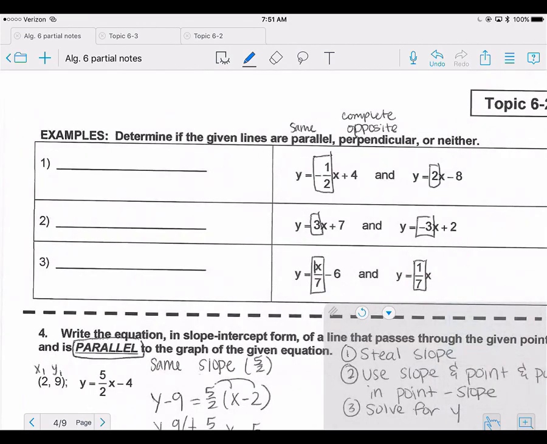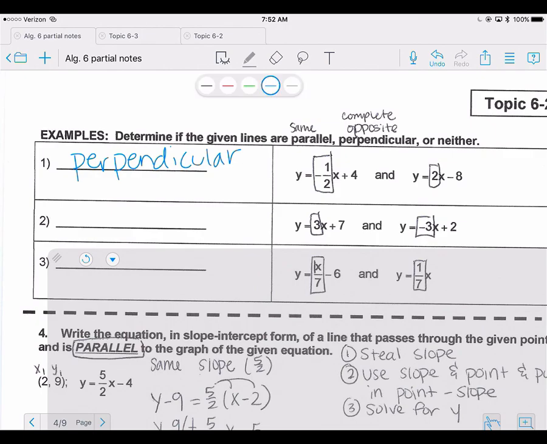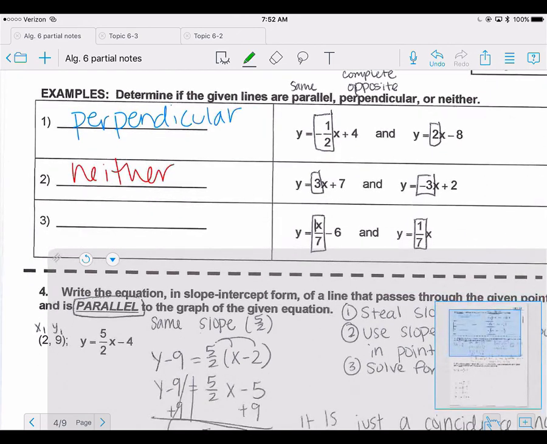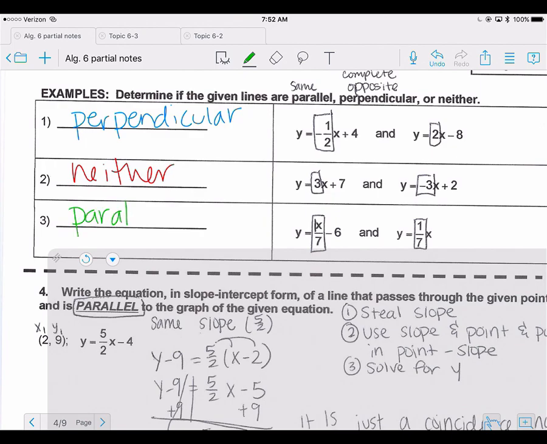So on the back, they ask us to determine if the lines are parallel, perpendicular, or neither. So remember, parallel is the same slope, perpendicular is the complete opposite, or there's also an option of neither. If it's not exactly the same or the complete opposite, then it would be a neither. So problem 1, we go from a negative to a positive, from a 1/2 to a 2. Those are complete opposites, so this would be perpendicular. On problem 2, we have 3 and -3. Now my signs change, but my number does not flip, so this is going to be a neither because it's not the complete opposite or the exact same. And then on problem 3, we have 1/7 and 1/7. Those are the exact same, so that would be parallel.